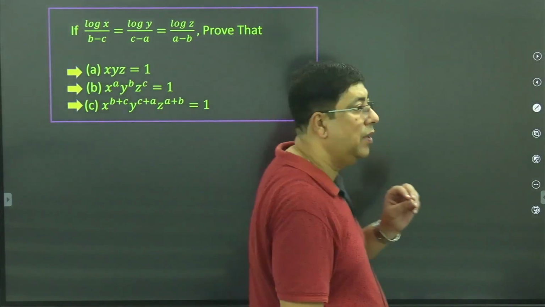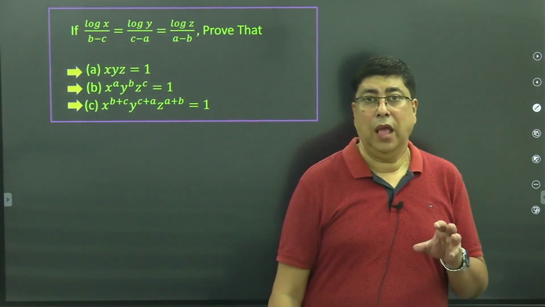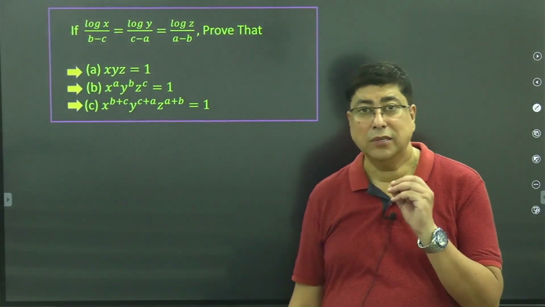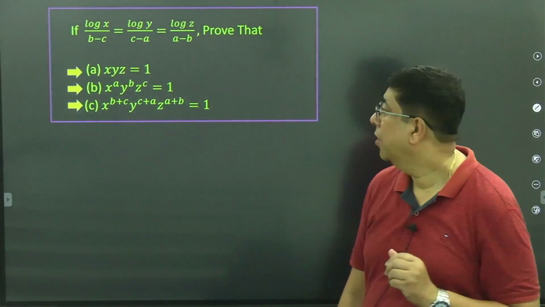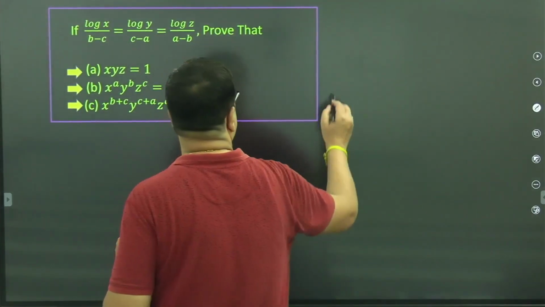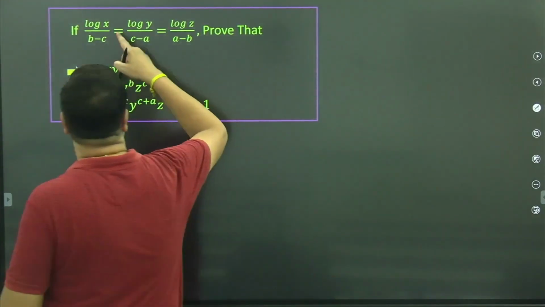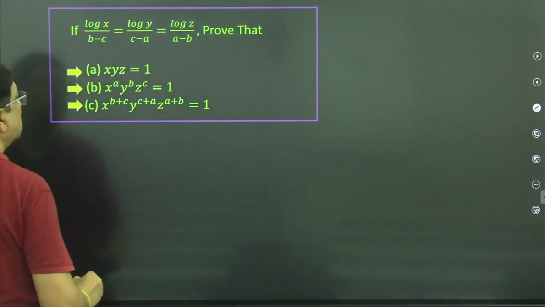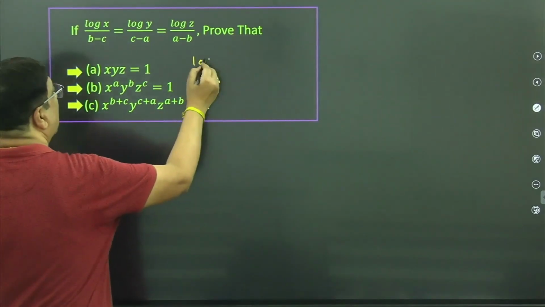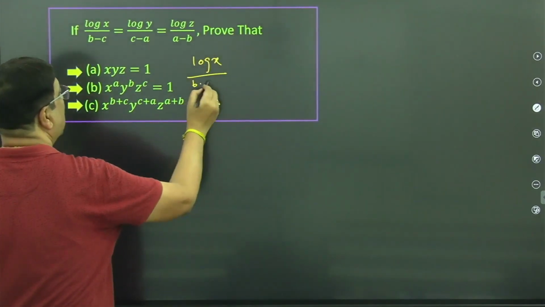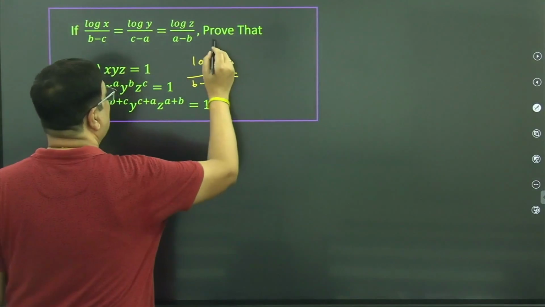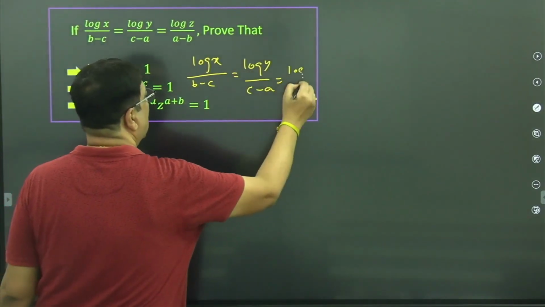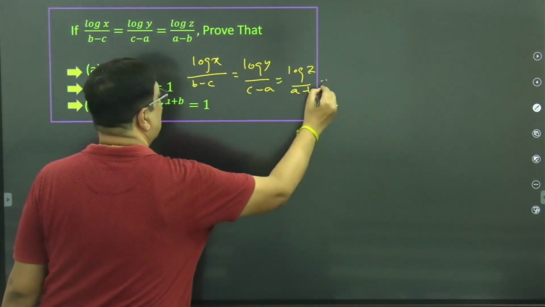This type of sum is very frequent for logarithm, and everybody let's apply. We have to prove these three parts. See this and practice it in your home. This type of sum is very important. What to do here: first of all we can write log x by b minus c equals log y by c minus a equals log z by a minus b equals some constant k.